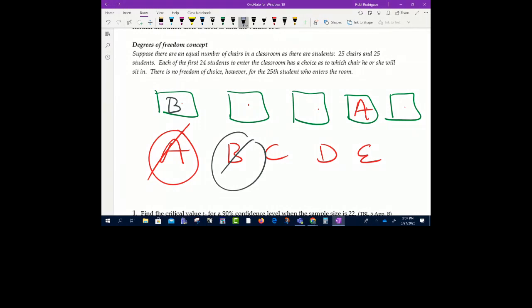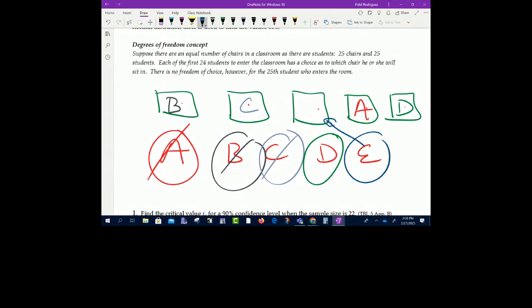Now, let's do this. Suppose student C comes in. Student C still has choices, right? There's still 3 empty seats. Suppose student C goes there. And then student D walks in. Does student D have any choices on where they can sit? They still got some choices, okay? Y'all, who does not have a choice on where they can sit? E, right? E's got to go there.